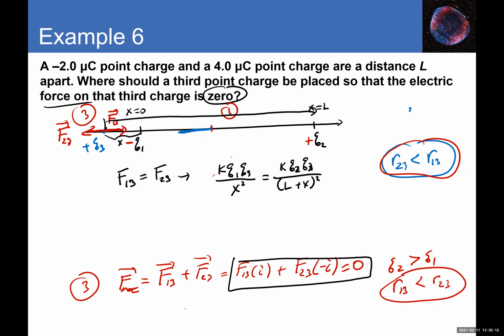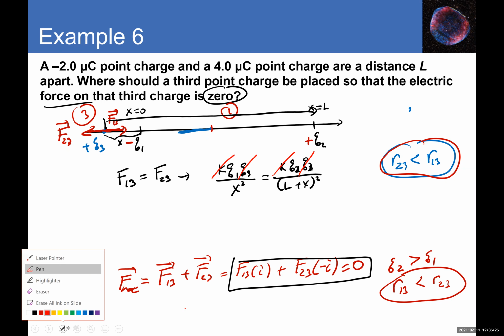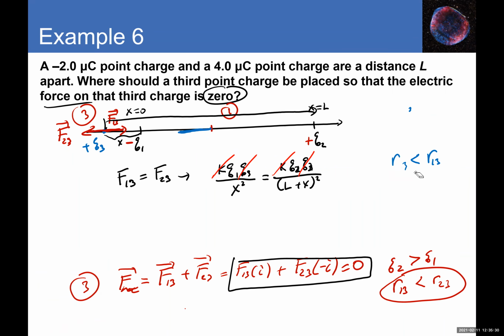So what I can do is this: k can cancel out, Q3 can cancel out, and this is why I said it doesn't matter what the test charge is. I can just cancel them. And what I end up with is Q1 over x squared equals Q2 over (L plus x) squared. Remember, those are absolute values always.